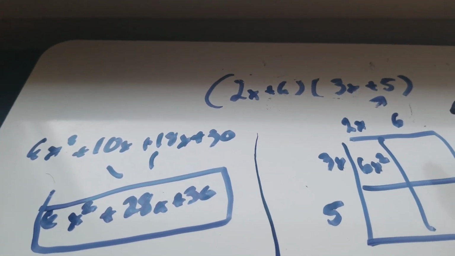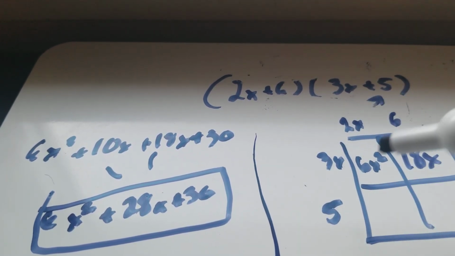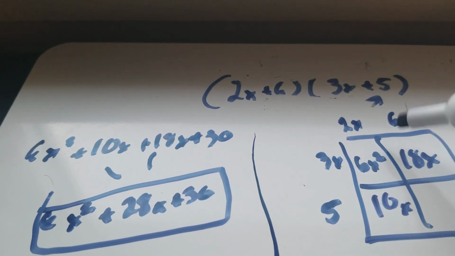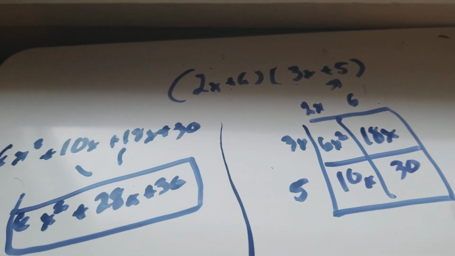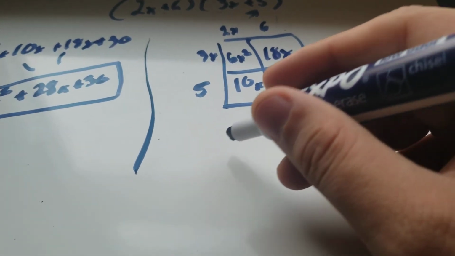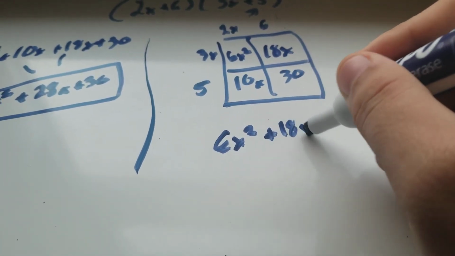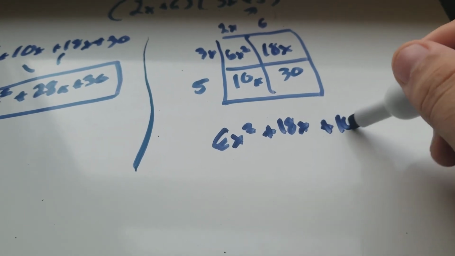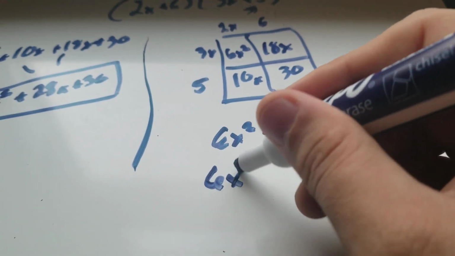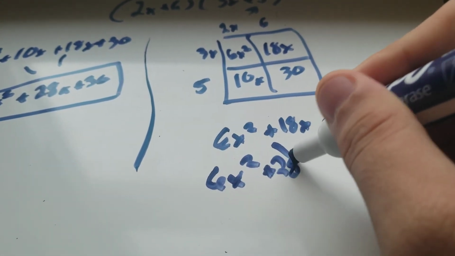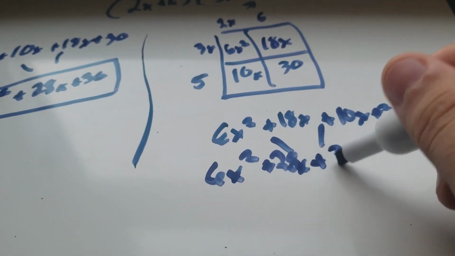But let's continue. So that's 6x squared. 6 times 3x is 18x. 2x times 5 is 10x. And then 6 times 5 is 30. So, just like the situation before, it's 6x squared plus 18x plus 10x plus 30. Combine like terms. Final answer is 6x squared plus 28x plus 30.